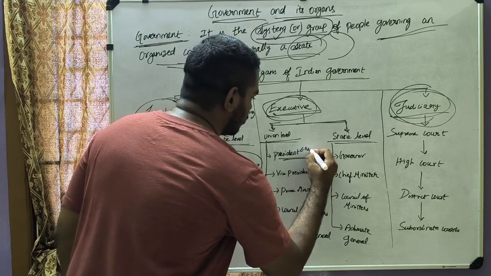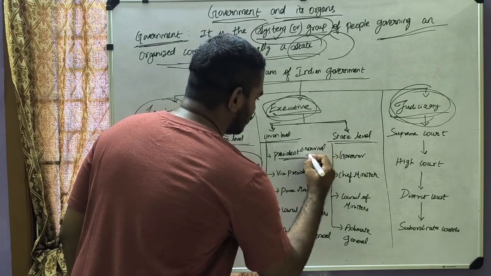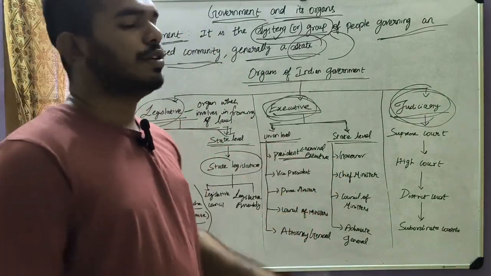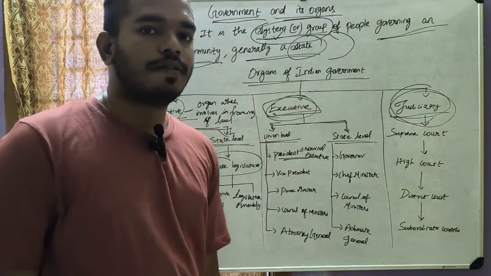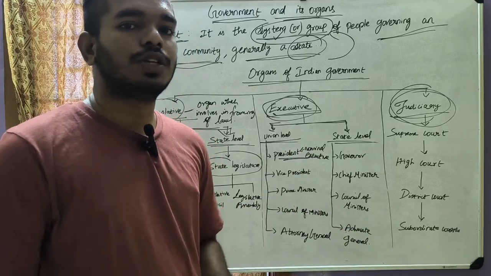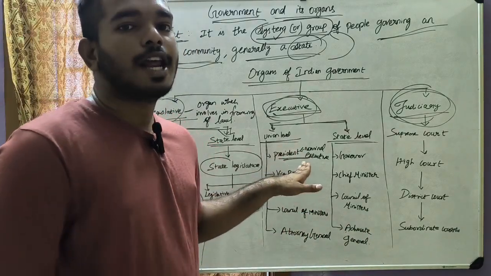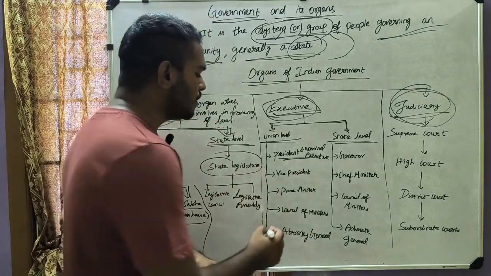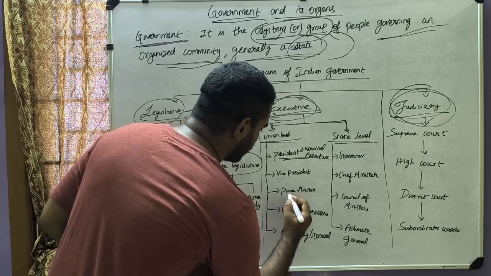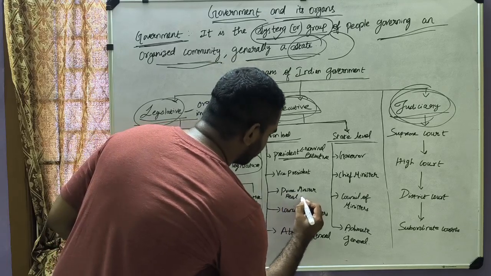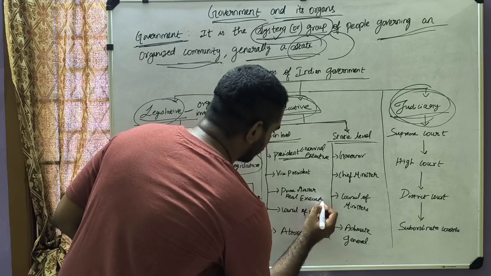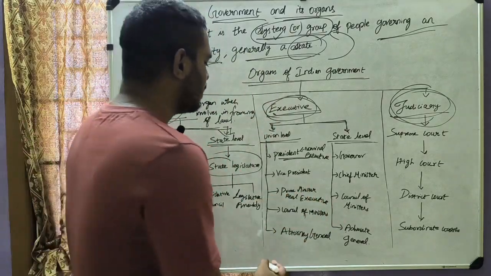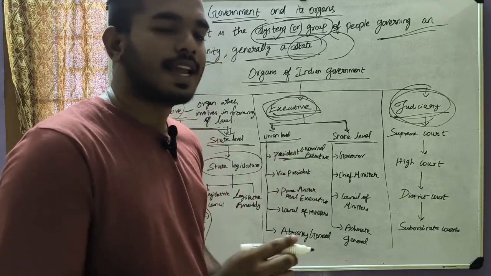Nominal executive is nothing but all the actions of a government, all the executive functions of a government, are taken in the name of the president, but he does not have any major real powers. All the real powers are vested in the prime minister, who is the real executive, and he is also the head of the government. The prime minister is the head of the government. The president is the head of the state.